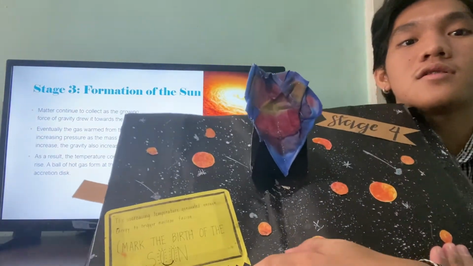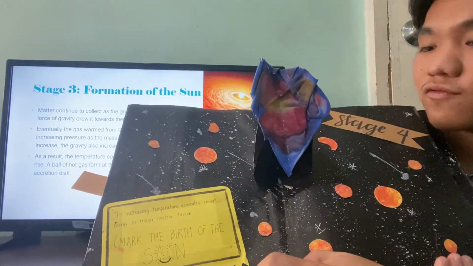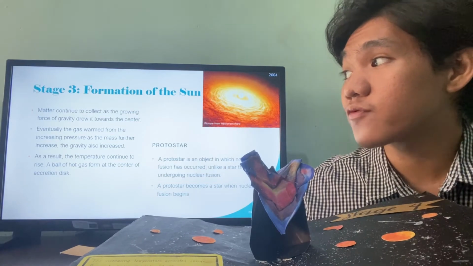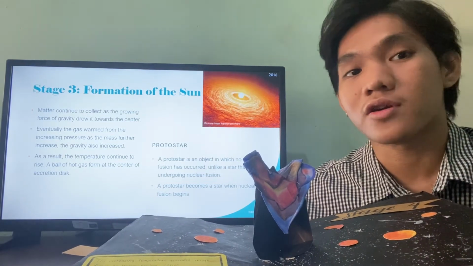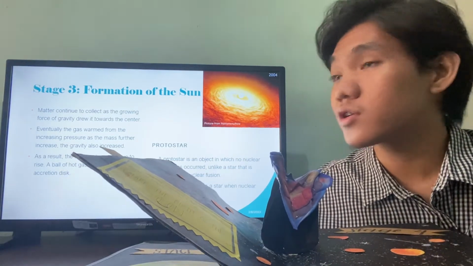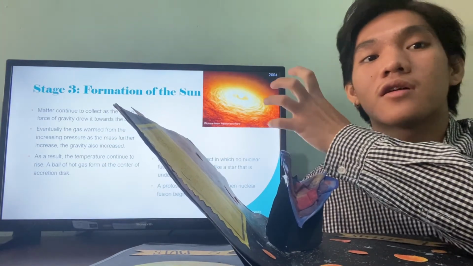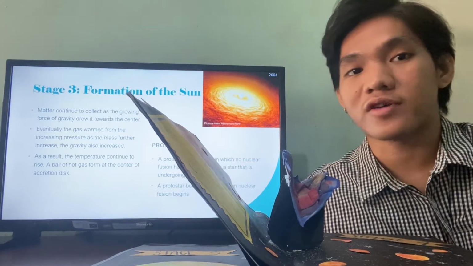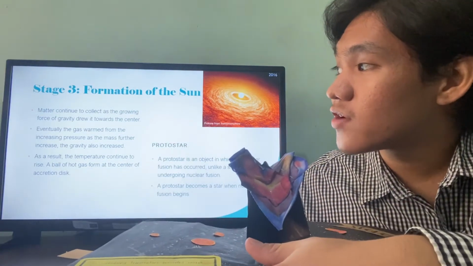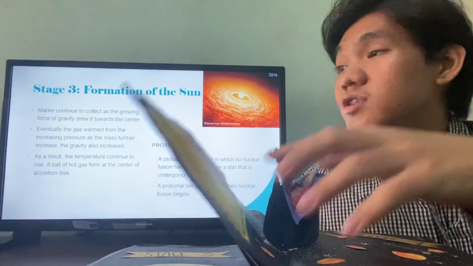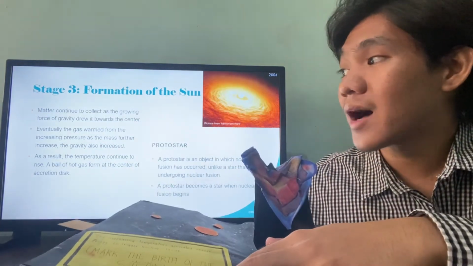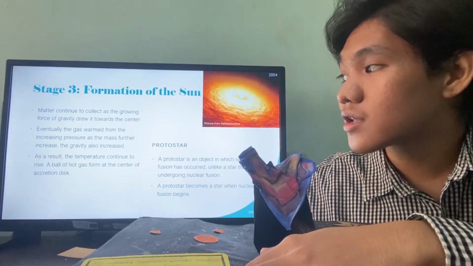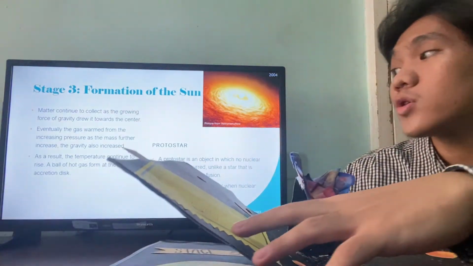This is stage 3, formation of the sun. The matter continued to collect as the growing force of gravity drew it towards the center. So that's what I was talking about earlier, that when the gravity grew strong enough, it would create this ball of gas. Eventually, the gas warmed from the increasing pressure. As the mass further increased, the gravity also increased. As a result, the temperature continued to rise. It is called the protostar.